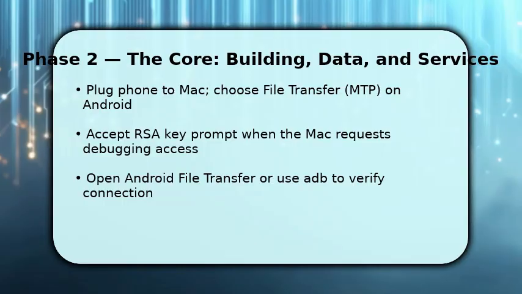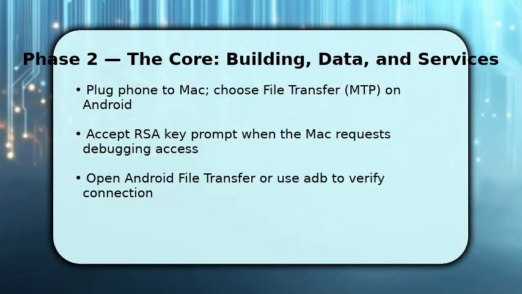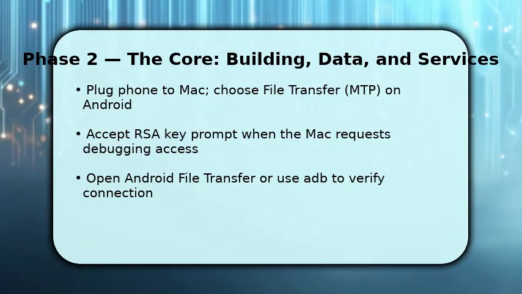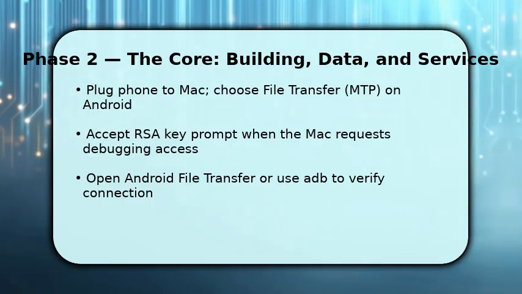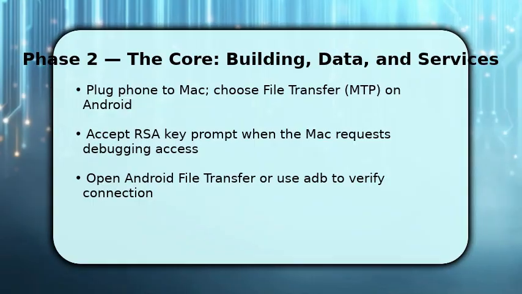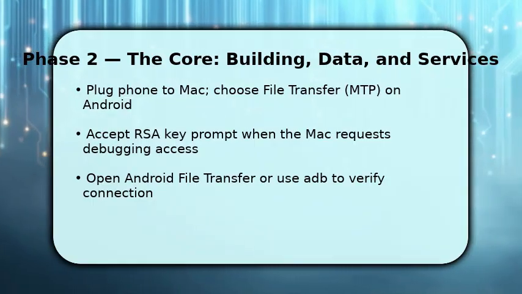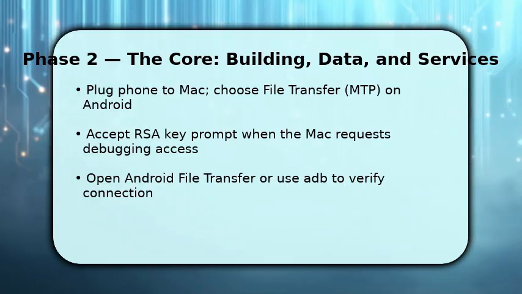Once done with prerequisites, plug the phone into your Mac and on Android, select File Transfer or MTP from the USB options. You'll see an RSA key prompt asking to authorize the Mac for USB debugging. Tap Allow so ADB can work.